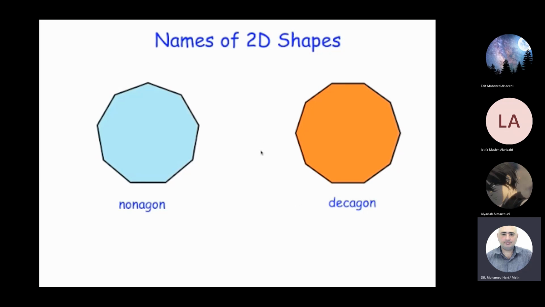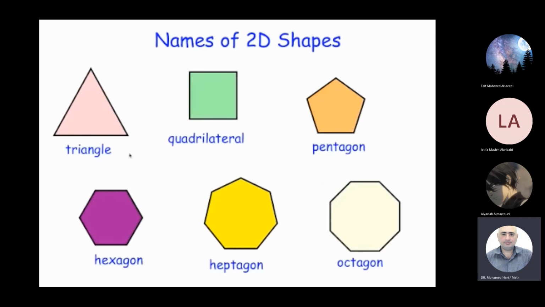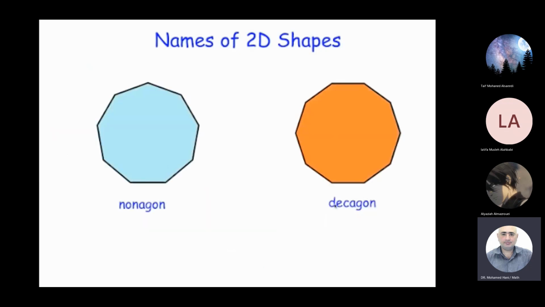And some of them are really quite funky. And if you look them up online, you'll see the names of them. There's even songs which you can sing to remember all the different names of polygons. But they're the most common ones that you're going to be able to name in the exams. Triangle, quadrilateral, pentagon, hexagon, heptagon, octagon, nonagon, and decagon.